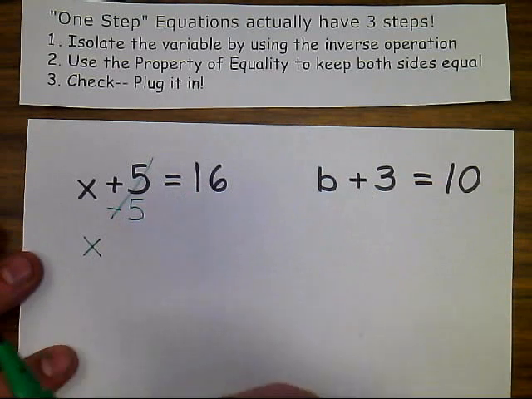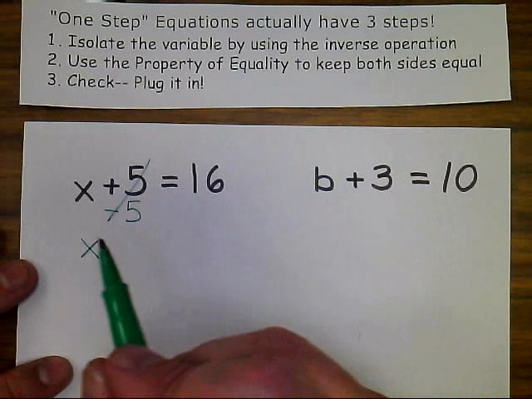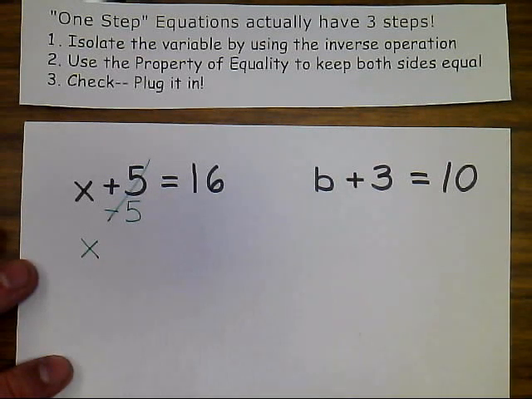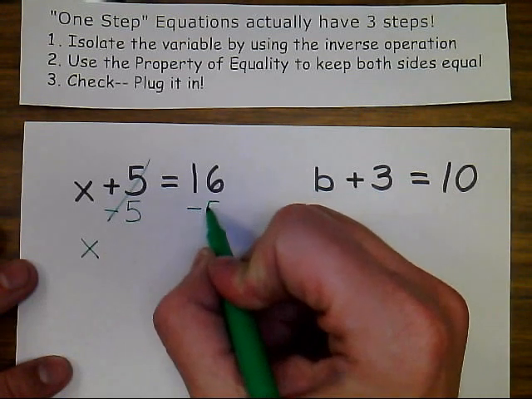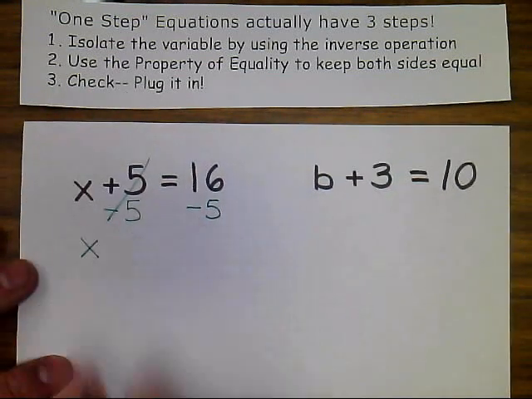left with x. Because of the subtraction property of equality, we know that if you subtract the same amount from both sides of the equation, it stays true or stays balanced. So since I subtracted 5 here, I'm also going to subtract 5 here. All right, so now I'm going to use my property of equality. That's why it's balanced out.